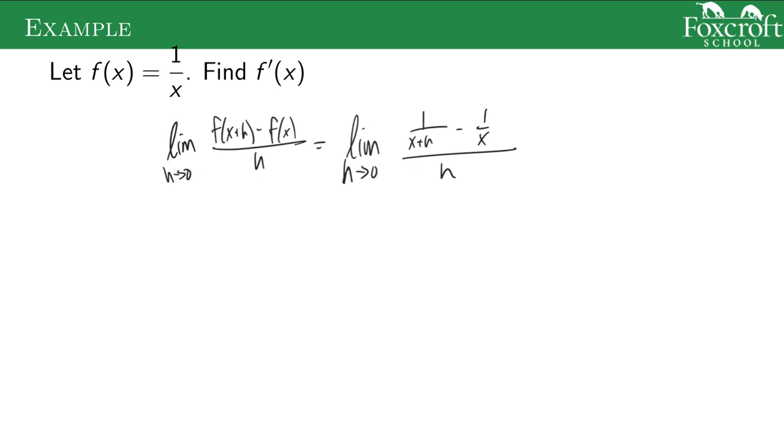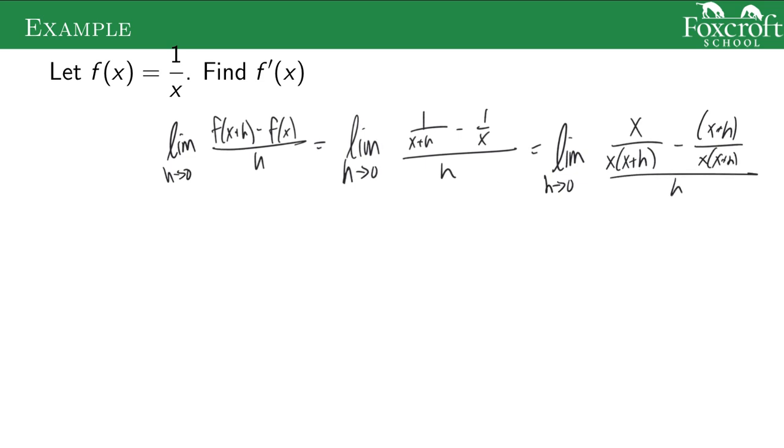Well, I have these two fractions. If you have two fractions, you might as well combine them. I need to get a common denominator. To get a common denominator, I'm going to multiply that first fraction by x over x, and the second fraction by x plus h over x plus h. So this is what I multiplied by the first fraction, and this is what I multiplied by the second fraction. But now you can see the denominators are the same, so now I can combine them.